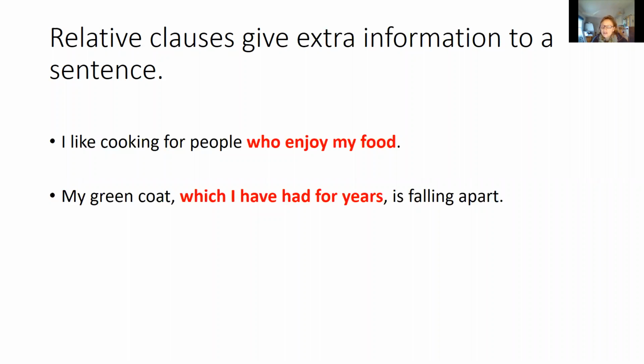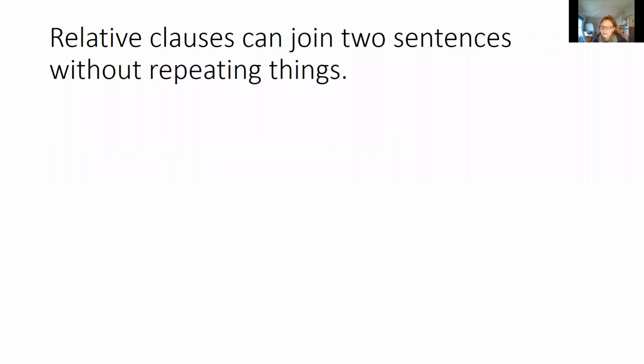My green coat, which I've had for years, is falling apart. Again, we're talking about the coat. We're saying how long you've had it, but the main point of the sentence is that it's falling apart. It's extra information. We use which because we're talking about a thing, my coat.